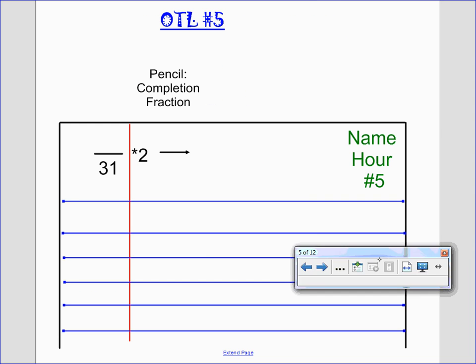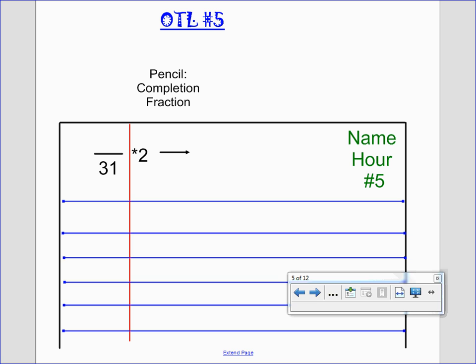So let's go ahead and take care of our OTL number 5. There is no graph on the back of the half sheet, so you don't have to turn the half sheet in, but I would ask that you staple multiple pages together, and it seems like you guys did a great job starting the stapler during Bellwork.